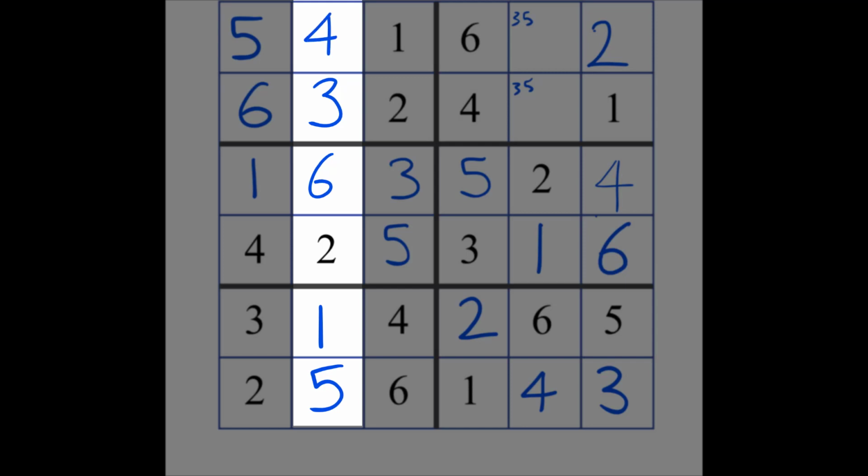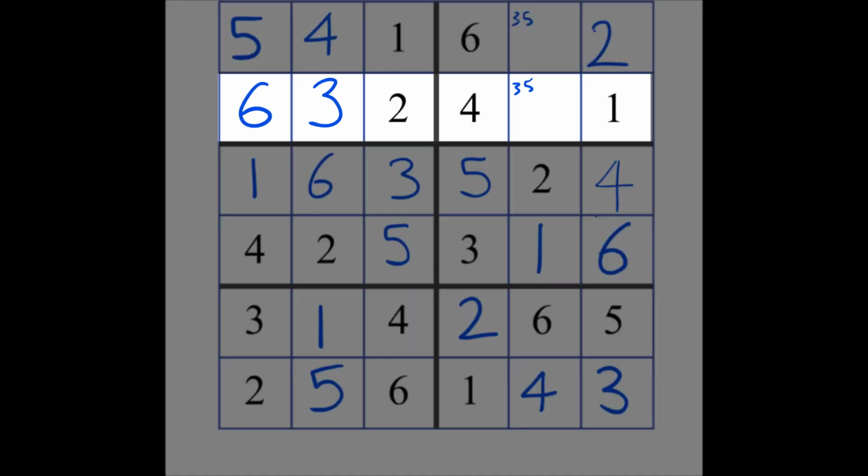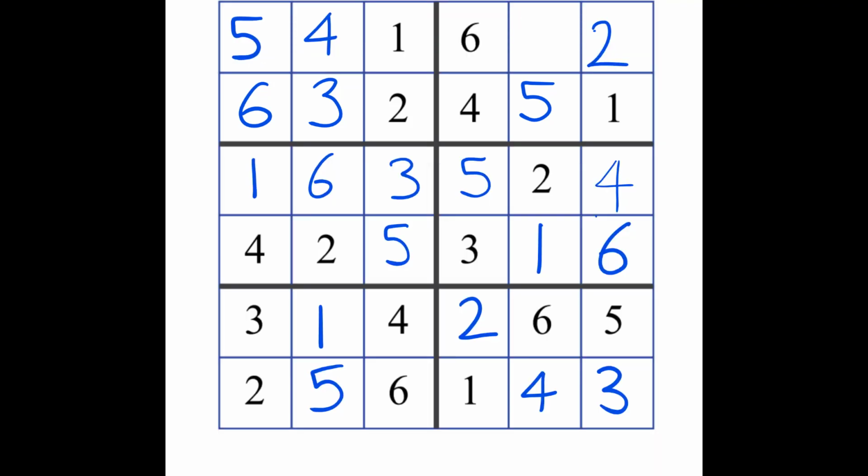Now that I have this 3, if I move along to this, which is what we wrote earlier, I know that can't be a 3, so that must be a 5. And if that's a 5, this must be a 3. And we've solved it. Before we solve it, we check each grid.